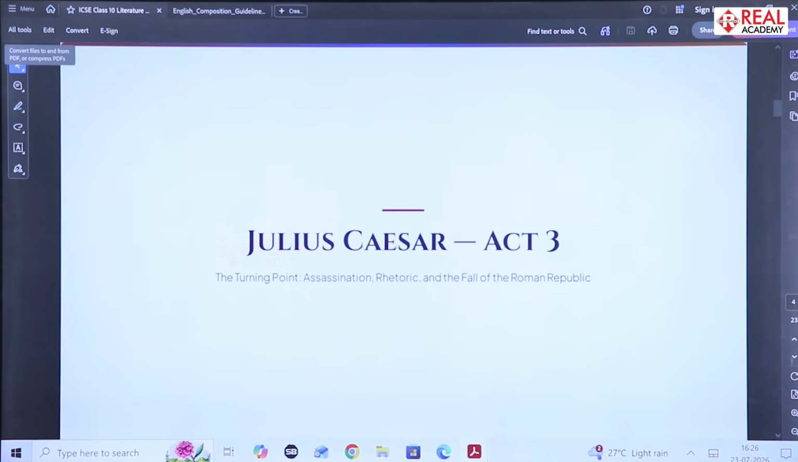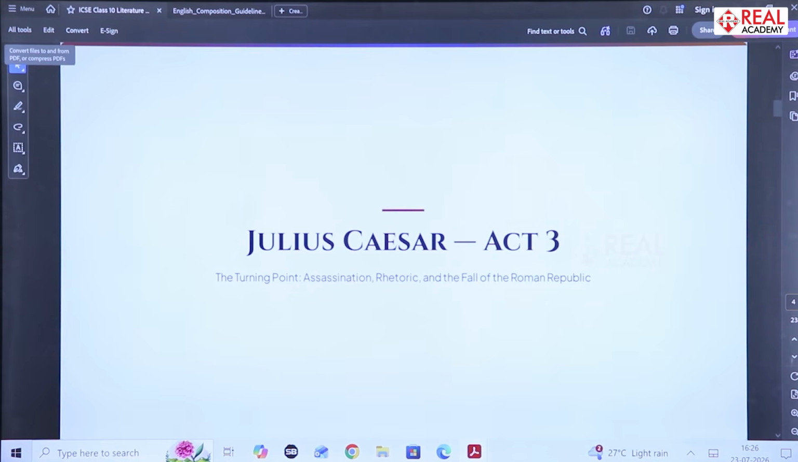Moving on to the next slide, we have Julius Caesar Act 3: the turning point, assassination, rhetoric, and the fall of the Roman Republic. Now, Act 3 is very, very important from the exam perspective. Why am I telling this? Because Act 3 refers to the assassination of Julius Caesar.